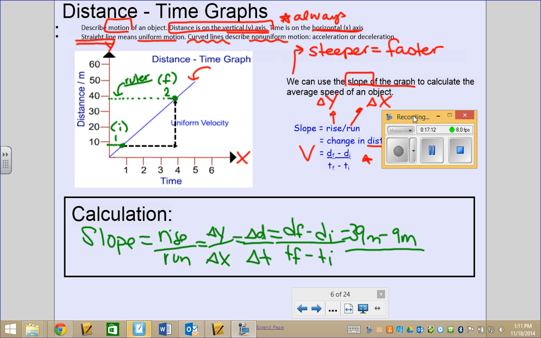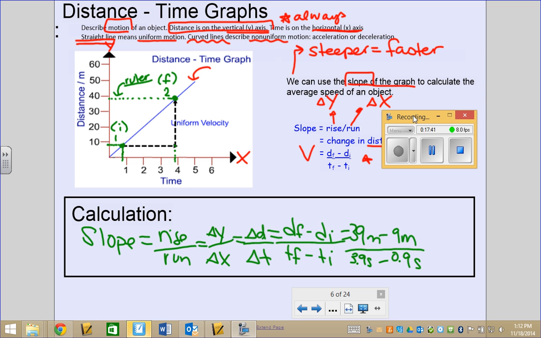On the bottom, I'm going to do final minus initial time. So if I follow this point down here, for point number 2, the final point, it looks like my time is just under 4 seconds. So we'll say 3.9 seconds. And for point number 1, or the initial point, it's just under 1 second. So we'll say it's 0.9 seconds.